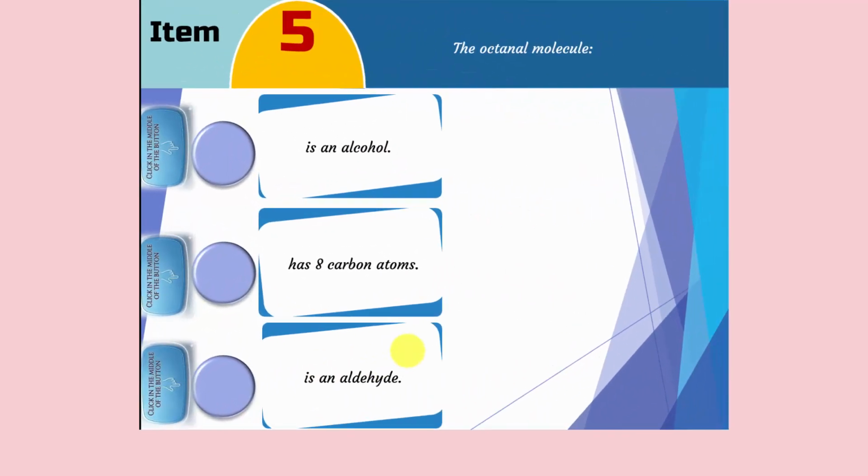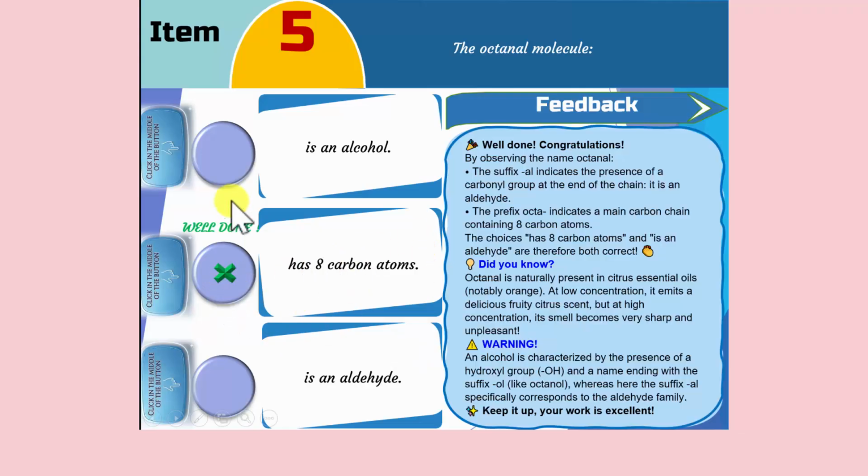Carbonyl compounds also contribute to familiar aromas, such as vanilla and cinnamon. The correct answers are: has 8 carbon atoms and is an aldehyde. The name octanal gives us both clues. Octa tells us the main chain contains 8 carbon atoms, while the suffix -al identifies an aldehyde with a carbonyl group at the end of the chain.